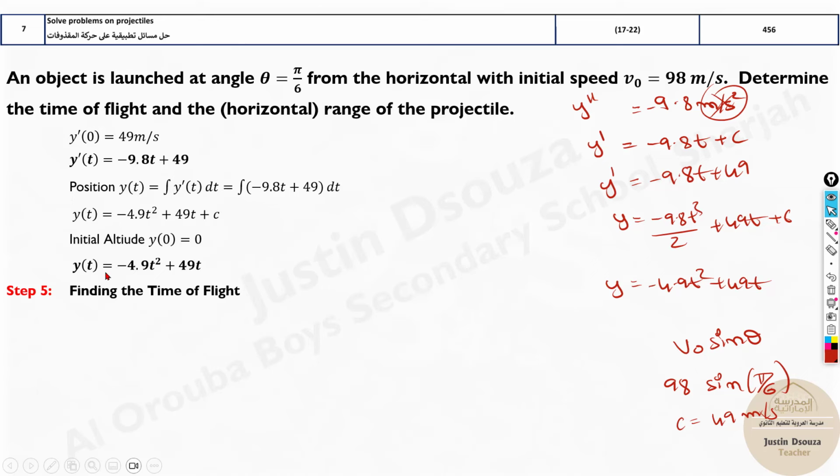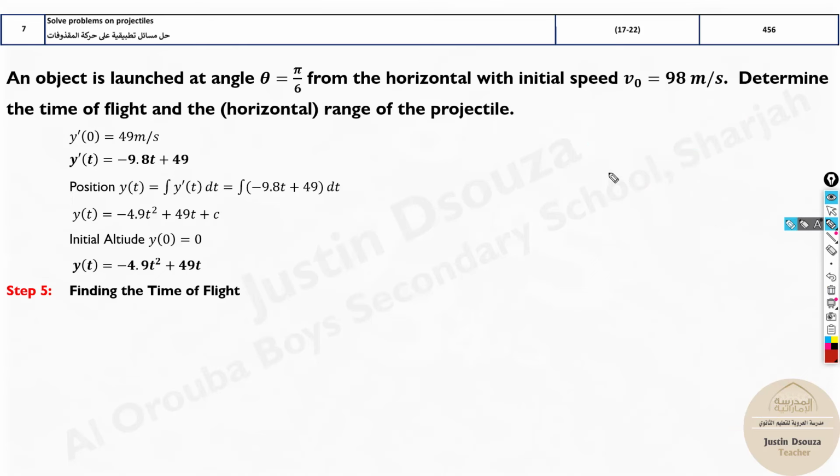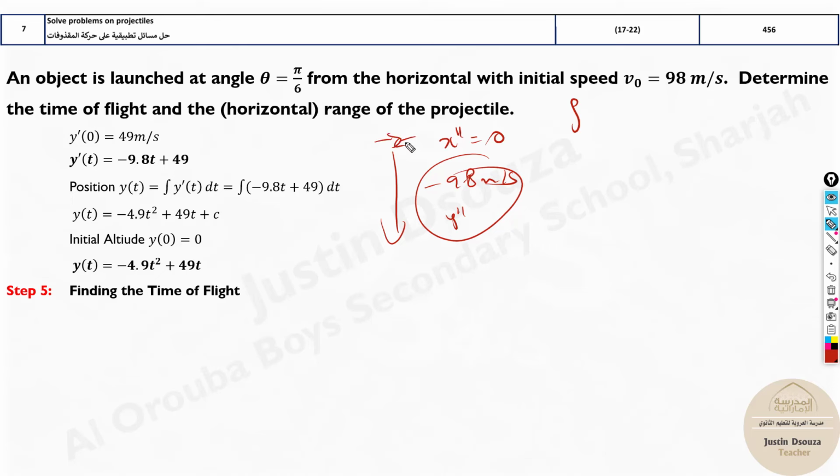Now what we can do is find the time of flight. But what I would suggest is do the x derivation as well. What is the acceleration first of all? x double dash. It's 0. Nothing is given about the horizontal acceleration. We know only gravity acts downwards. So we take minus 9.8 meters per second squared along y double dash. But horizontally, do you push anything? Are there any horizontal forces? No, it's not mentioned.